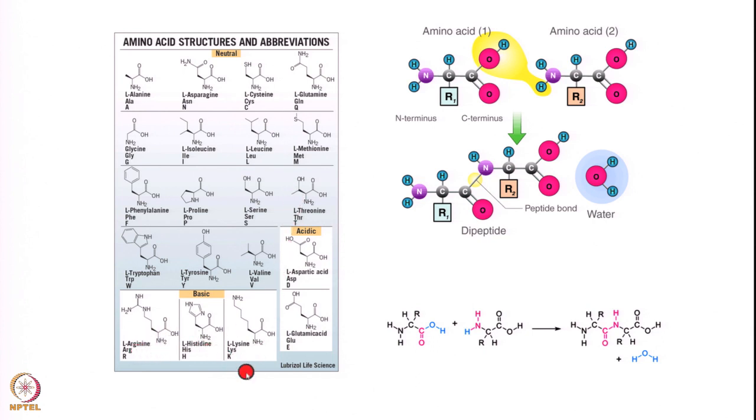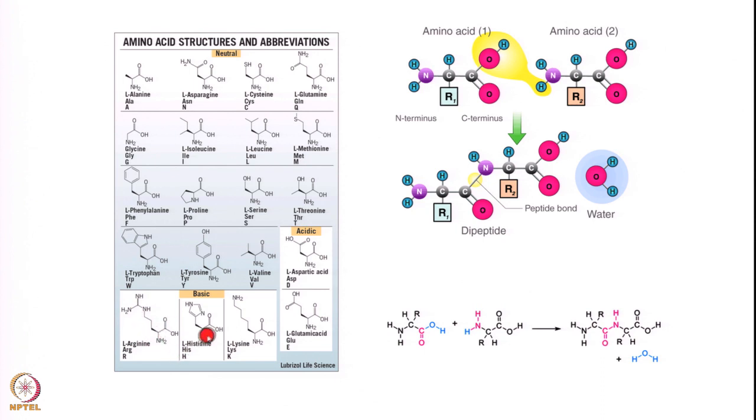Then you have the basic amino acids. There are three basic amino acids: arginine, histidine and lysine. These have NH2 groups or NH-NH2 groups in the side chain. So, you have the C alpha, C beta, then the gamma, then the delta, then the epsilon. You see this goes to the epsilon and xi. So this chain is quite long. These side chains are very long, with many carbons in the side chain.